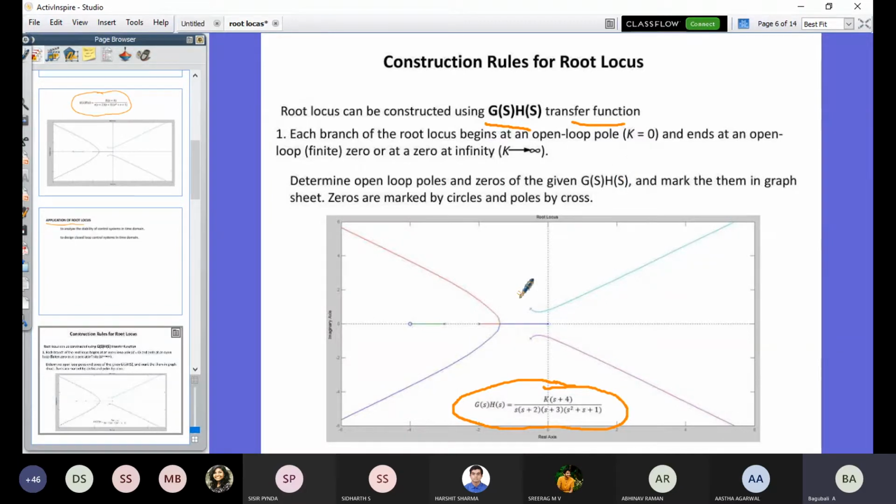So each branch of the root locus begins at an open loop pole and ends at an open loop zero or zero at infinity. So root locus always originates at an open loop pole and ends at an open loop zero or zero at infinity. This implies that in this transfer function, can you say how many poles and zeros are located?